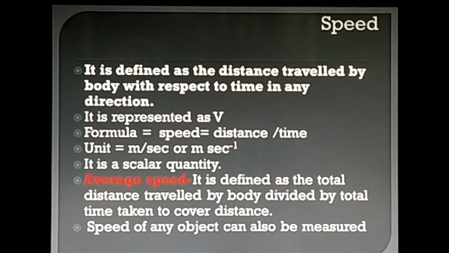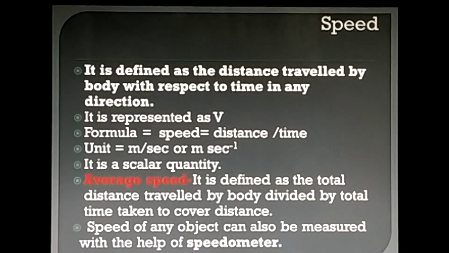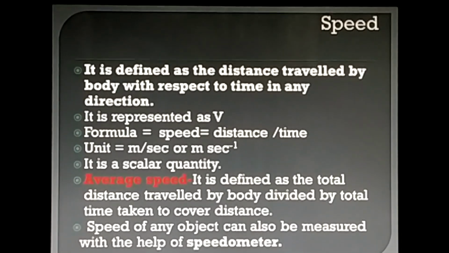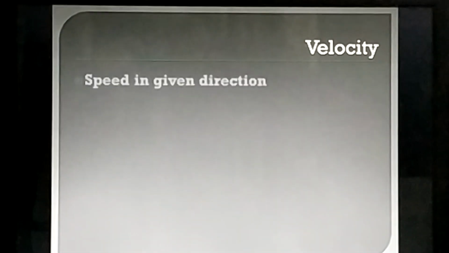So speed of any object can also be measured with the help of the speedometer. You can see in your vehicles also, cars, scooters and other two-wheelers, three-wheelers. In all the vehicles you can see there is a speedometer which is used to determine the speed of any object. Next one is velocity.